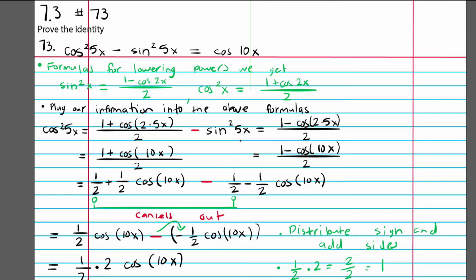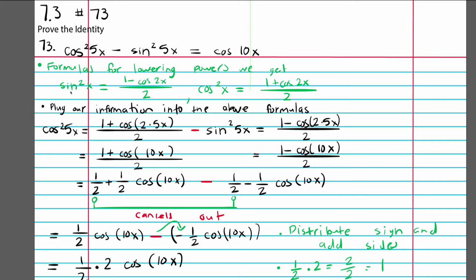Prove the identity. Number 73 is written right here as cosine squared 5x minus sine squared 5x equals cosine 10x. Now we must prove this. To begin, we remember the formulas for lowering powers.